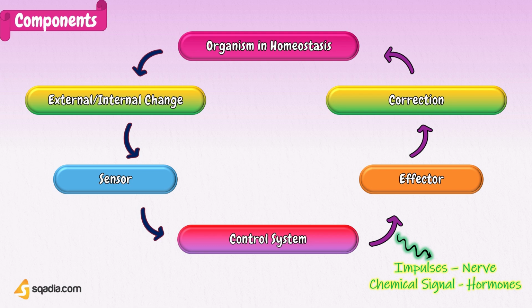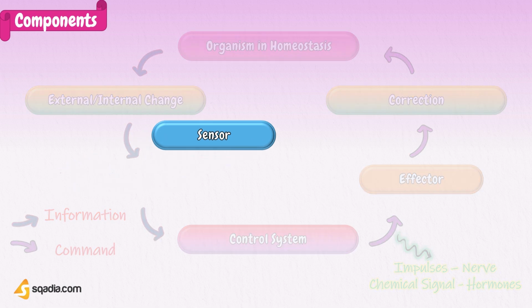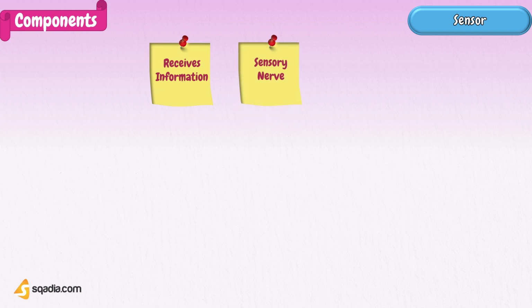You can also look at it as the system receives information through the sensors and conveys commands to the effectors via the control center. Let's look at each of these components in more detail. Starting with the sensor: the sensor or receptor, as the name implies, is the part of a homeostatic system that receives information regarding the status of the body. Any external or internal change is sensed by these sensors.